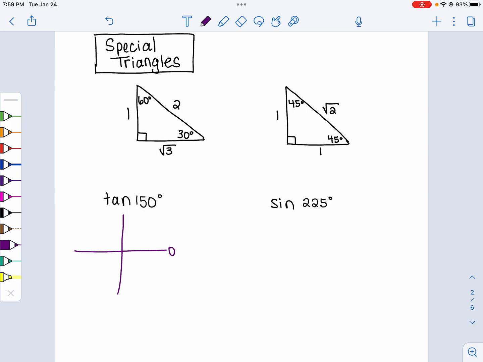So we've got 0, 90, 180. So we know that's going to be somewhere in quadrant 2. Let's just sketch it. So we know that 150 is our principal angle. So that's going to be this value right here, 150 degrees. So we're going to use a related angle. So this angle in here is going to be 180 minus 150, which is 30.